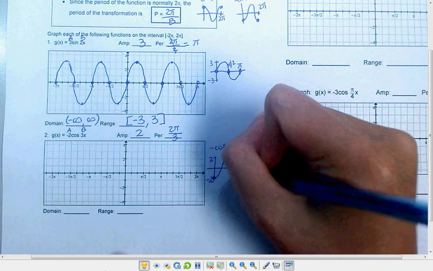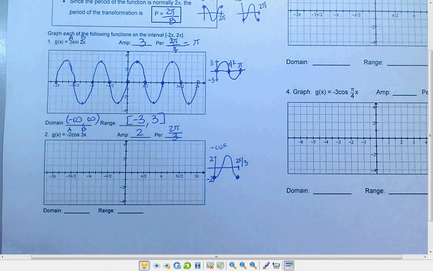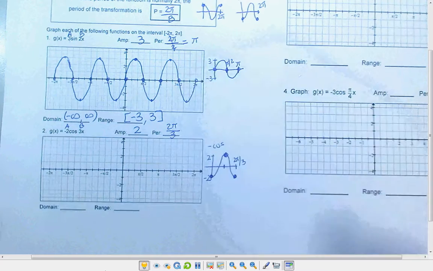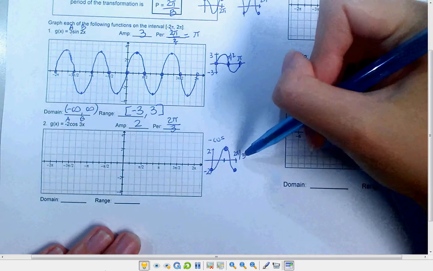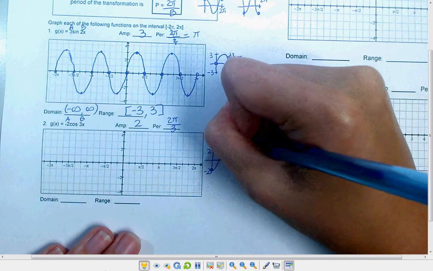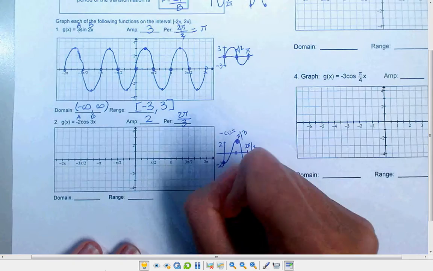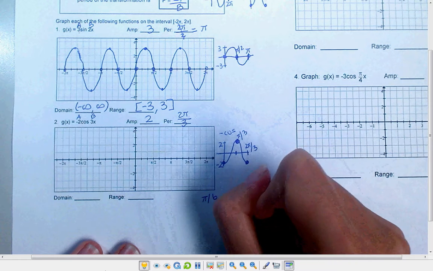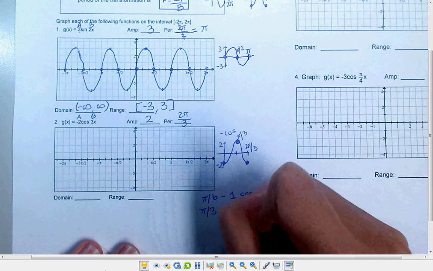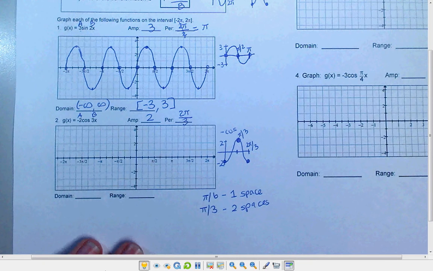Okay, so now I know I want this to end at 2 pi over 3. Which means that the middle point, so this point right here, if this is 2 pi over 3, halfway between 0 and 2 pi over 3, this middle point should be at pi over 3. And from our last lesson, we know that pi over 6 is 1 space, pi over 3 is 2 spaces. So let's use this to plot our graph.